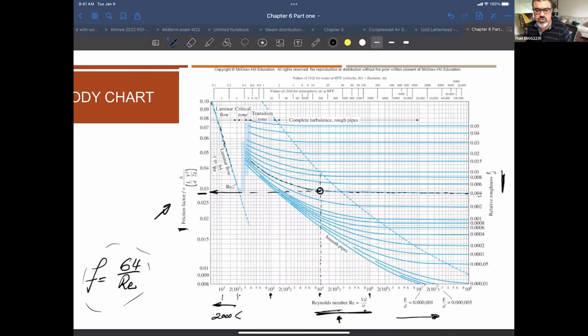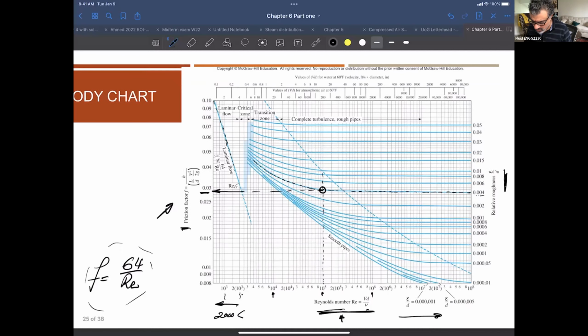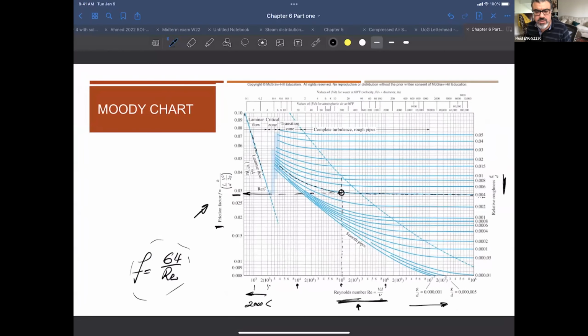Now, just to conclude what we talked about here, the friction factor is an important parameter for calculating the losses between two points in a straight pipe. If you have a straight pipe, you have friction losses, and these friction losses are a function of the friction factor. This friction factor for the laminar case is very simple, 64 over Reynolds number. For the turbulent case, you have to find it from the Moody chart.